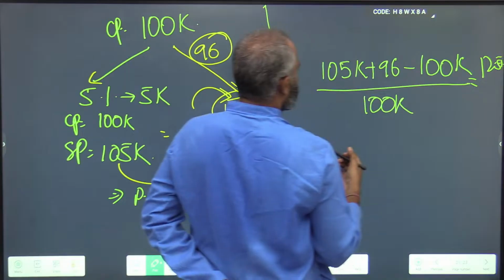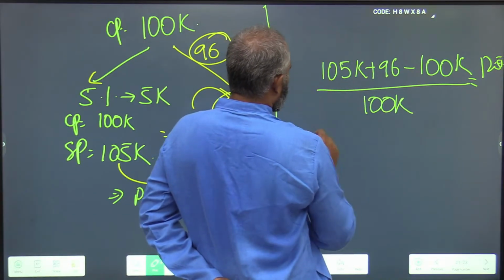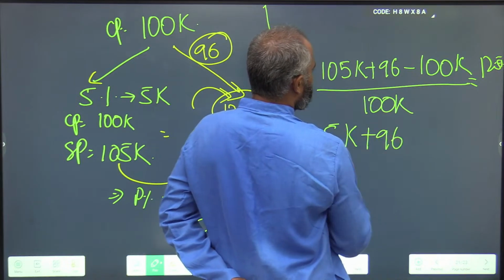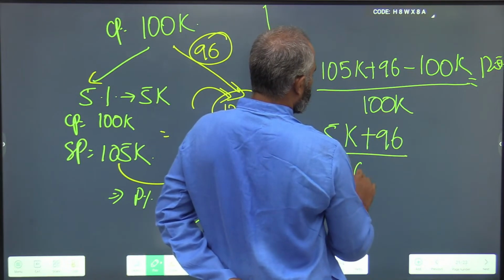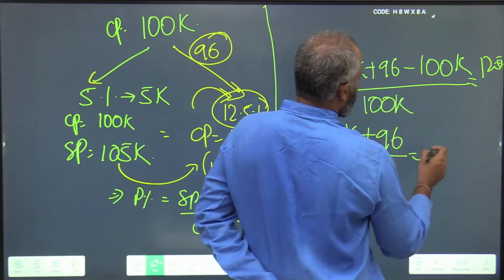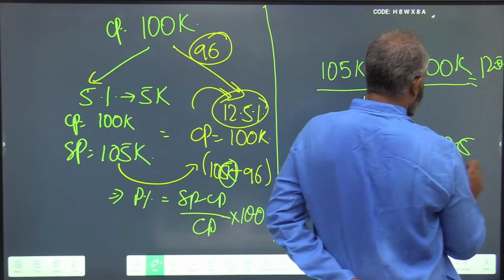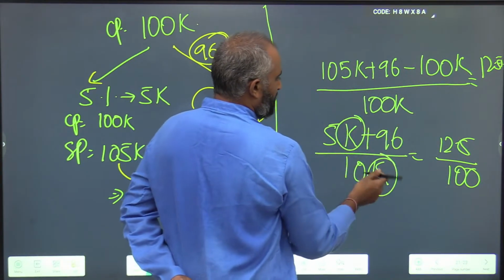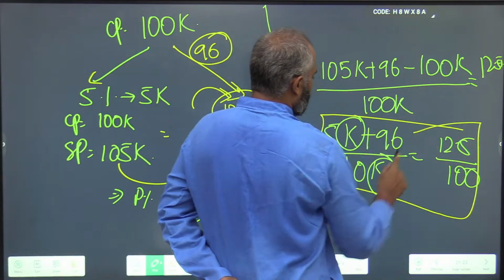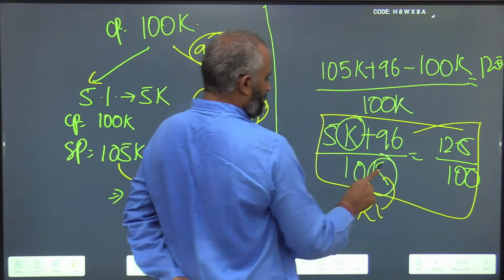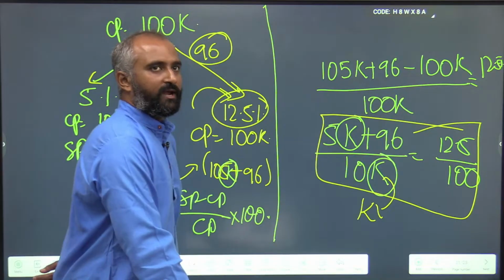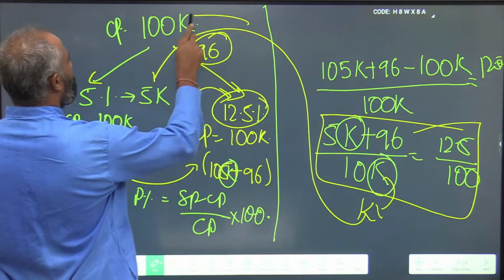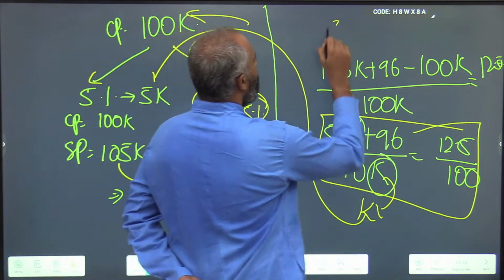12.5%. So if you calculate this, it becomes (5k plus 96) by 100k is equal to 12.5 by 100. What is the only variable present in this? If you solve this equation, you are going to get the value of k. Once you substitute k here, you will get your CP.